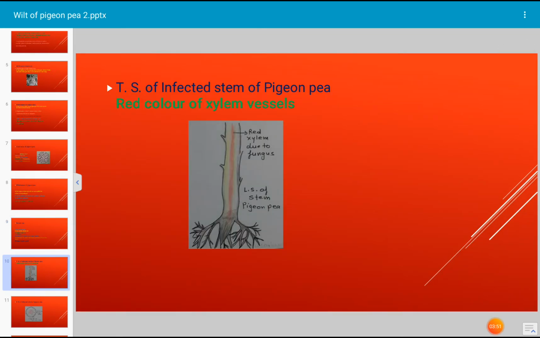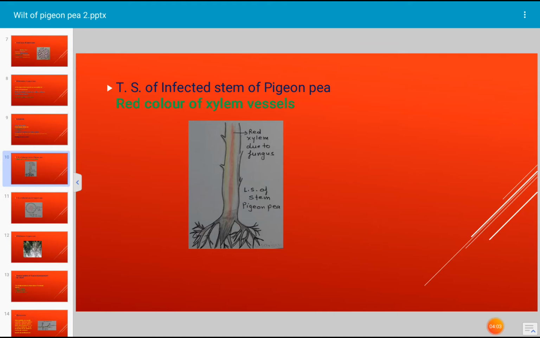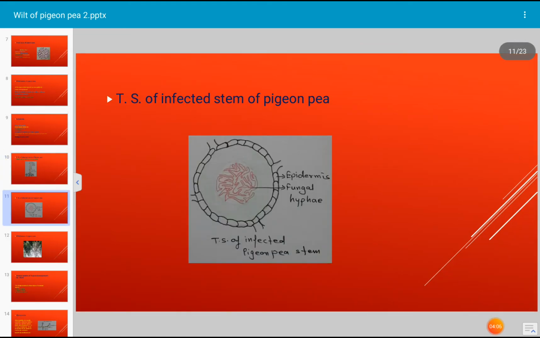This is the vertical section of the pigeon pea infected stem. The red color of the xylem is shown in the photograph, and that red color is formed only due to the interaction of the pathogen and host. This is the transverse section of the infected stem of pigeon pea, and the vessels show the hyphal threads. All the vessels get blocked by the hyphal threads, therefore there is no supply of water to the upper part of the plant because of the growth of fungi in the vessels.